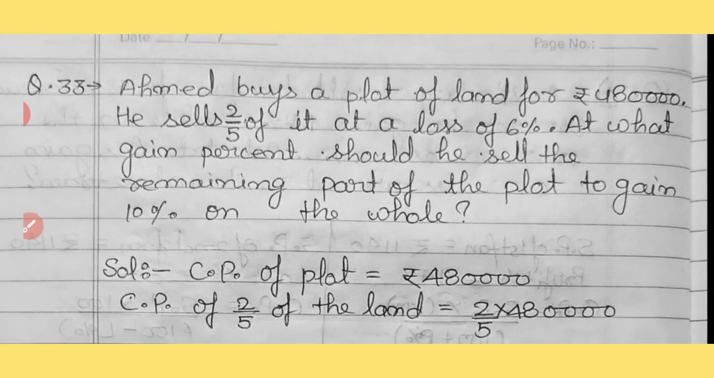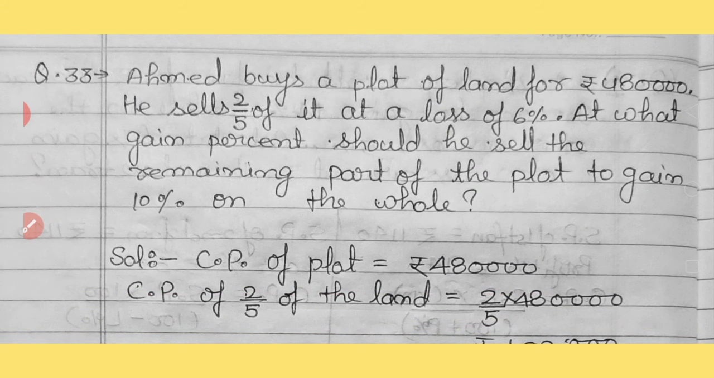Question number 33. This is the last question of this exercise. It says Ahmad bought a plot of land for rupees 4,80,000 and he sold 2/5 of it at a loss of 6%. At what gain percent should he sell the remaining part of the land to gain 10% on the whole?